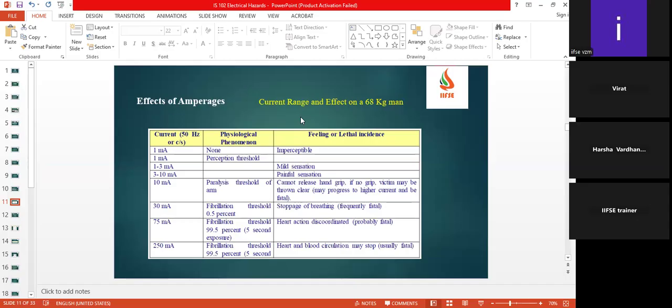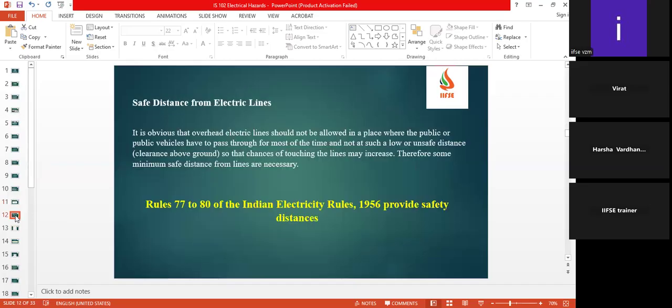At 75 milliamperes, sometimes it may not result in a fatal case. Sometimes you can be saved also, but if you are exposed to 250 milliamperes, definitely it will be fatal. When I say fatal, it is a death. Fatal accident means a death case. Then we'll see some of the distances.